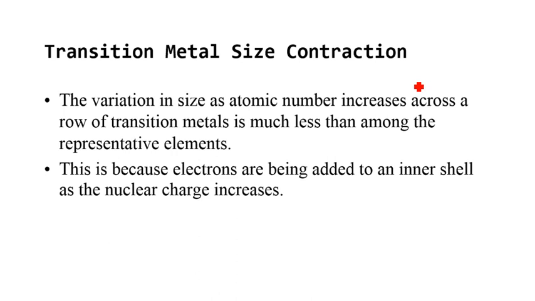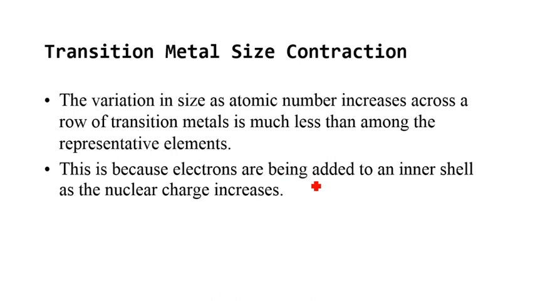Transition metal size contraction. This is an important one. The variation in size as atomic number increases across a row of transition metals is much less than among representative elements. In other words, in groups 1 and 2 and 13 through 18, you see a pretty dramatic decrease in size across a period, whereas across the transition metal block, you don't see that.